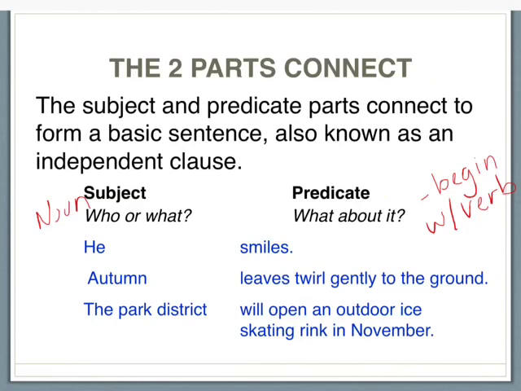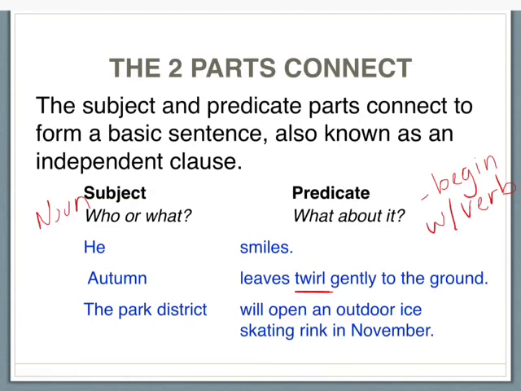If you look at the next one, autumn leaves twirl gently to the ground. Autumn leaves is our subject, it's what the sentence is about, and then twirl gently to the ground, because twirl is the verb, it's what's happening. What about the park district will open an outdoor ice skating rink in November? Longer sentence. Sometimes I like to find the verb first, actually.